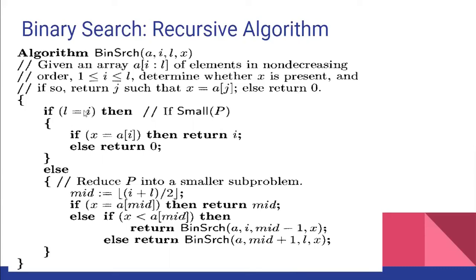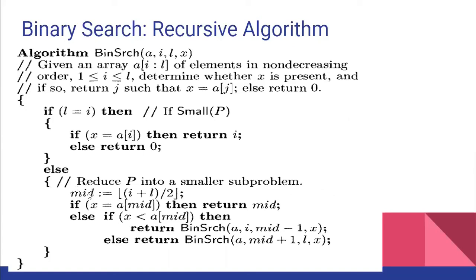So if L is equal to I, if the first element and the last element are the same, that is, if there is only a single element present, then what you will do, you will compare the X element with the current element. And if the elements are same, then you will return the index. If the element is not matching, we will return 0. Else, that is the number of elements is greater.